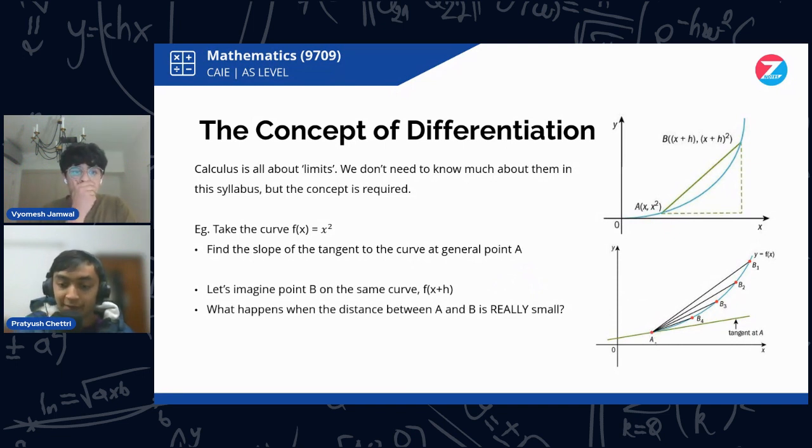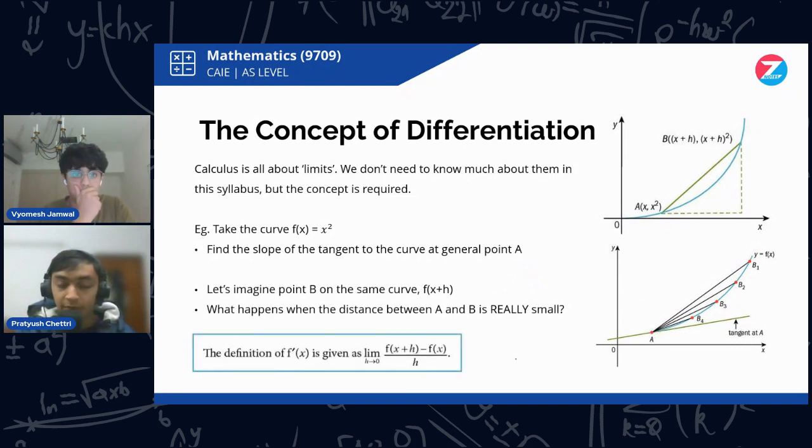So what happens when it gets close to A? Oh, there it is, limit. So what happens when it gets close to A? Well, if you join the B point to the A point, when they're really, really close together, the line those two points form is basically a tangent to A.